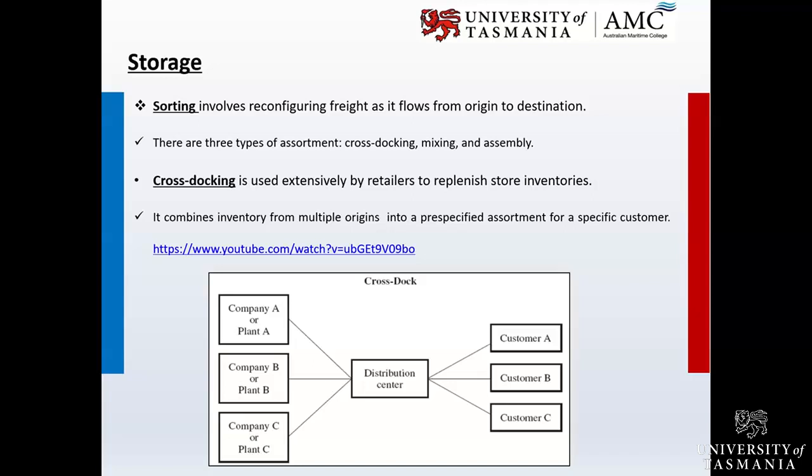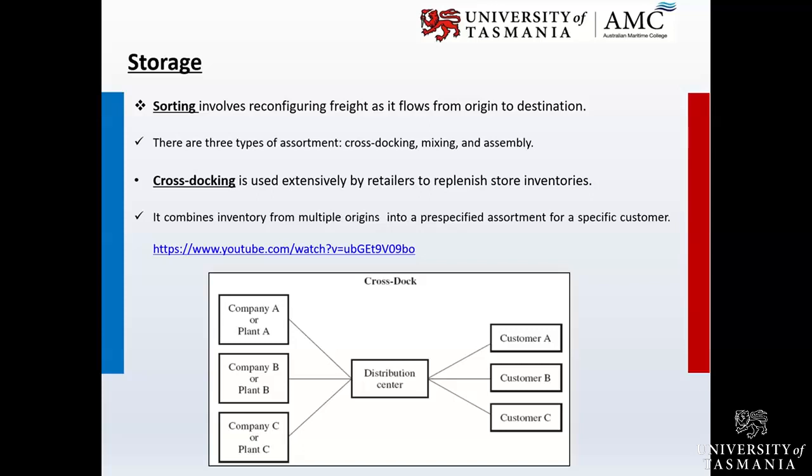Cross-docking is widely used by retailers to replenish store inventories. So we find it's from multiple origins into a specified assortment for a specific customer. We need to pay more attention to the function of the distribution center.